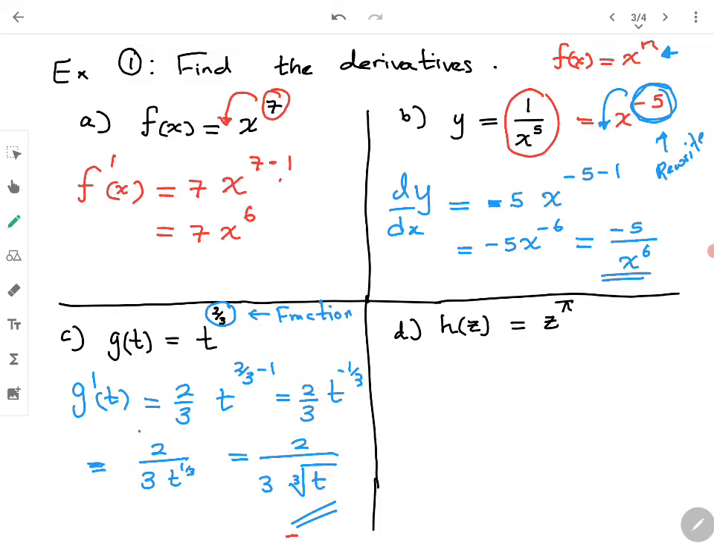Then the fourth question, we have h of c is equal to c raised to pi. So pi is what? That's an irrational number. Still, it's a real value, so you can use the power function rule. So just bring pi down and then subtract 1 from that exponent. Here we cannot simplify it more, so you can leave it like that.